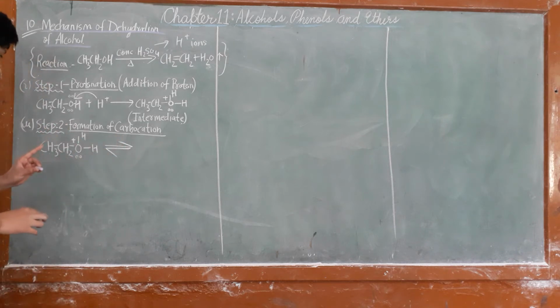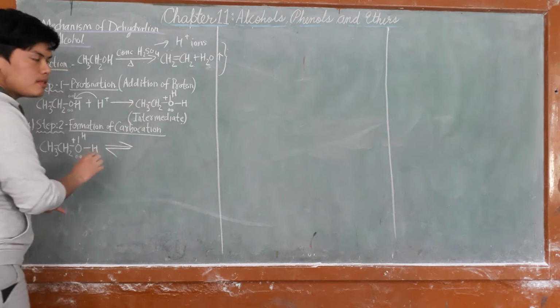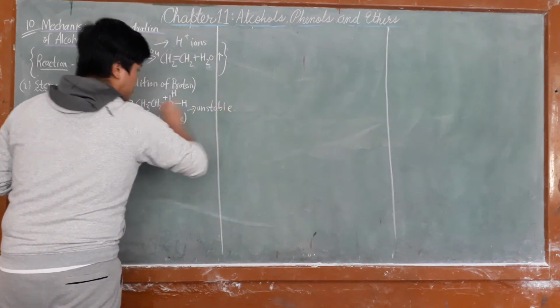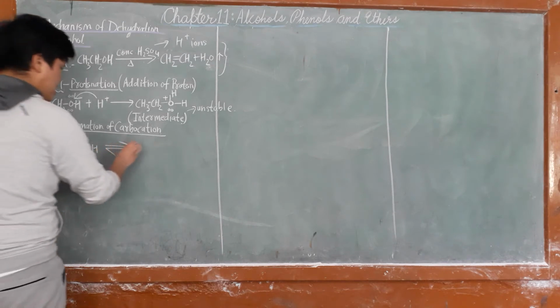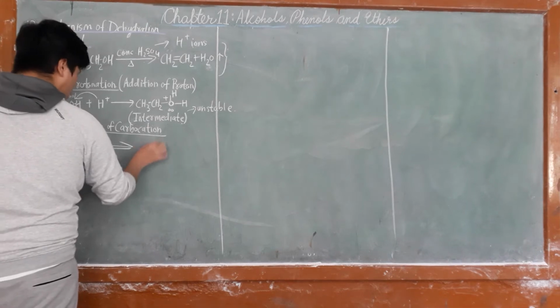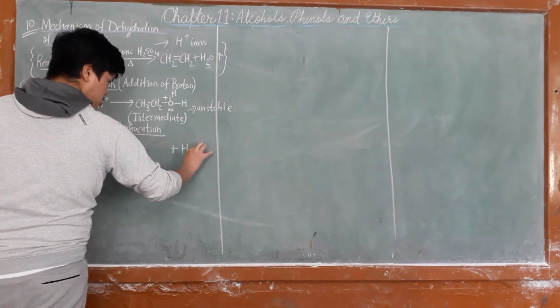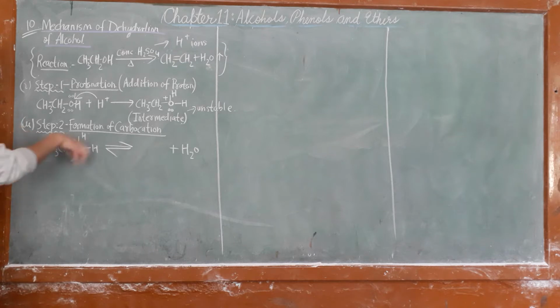This is a reversible reaction. Intermediates are always unstable, so sooner or later they will react in such a manner that new products are formed. So on this side you get H2O, and water will be released. Now what we are left with, we have to get rid of this positive charge.